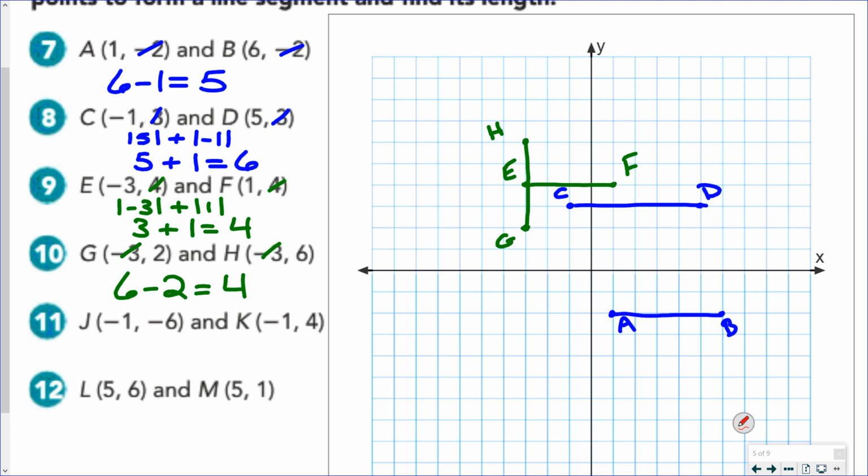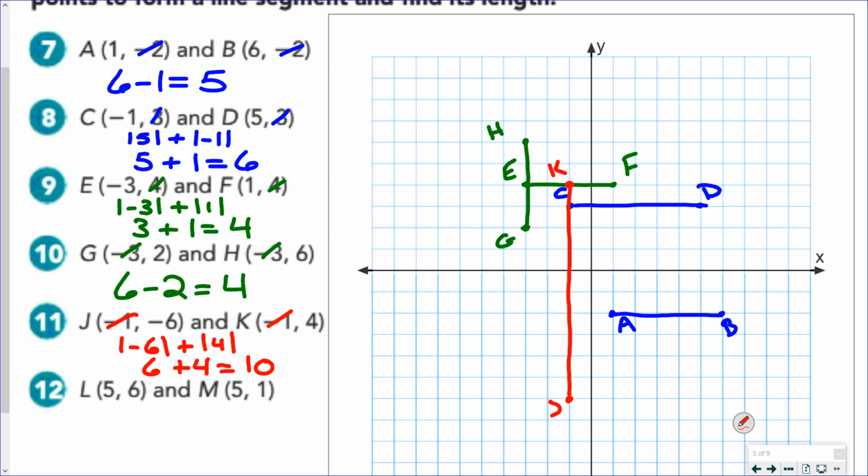J is at -1, -6. So there's J right there. K is at -1, 4. So it's right there on EF. And connect, and that's going to be a pretty lengthy line segment there. X coordinates are the same. Y coordinates have a different sign. Let's take the absolute value and add. Absolute value of -6 is 6. Absolute value of 4 is 4. 6 plus 4 is 10.